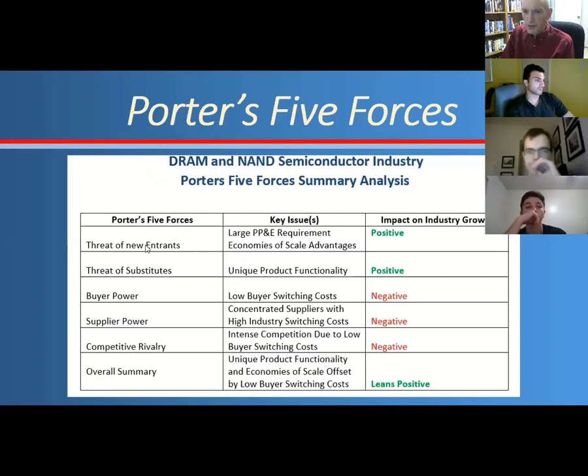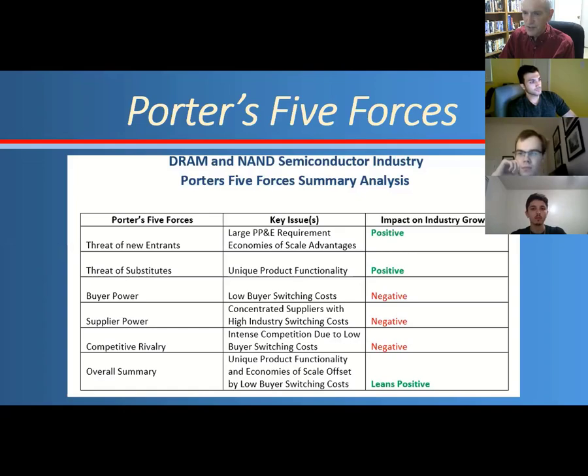So on the threat of new entrants, first thing he said is this industry has very high property, plant, and equipment requirements, which leads to economies of scale. Having large PP&E requirements is not the exact same thing as economies of scale. Economies of scale means the next product you produce has a lower marginal cost. So if you produce 50, it's a lot cheaper than producing 40. There are industries that have large property, plant, and equipment that don't have economies of scale. Airlines is a perfect example of that.